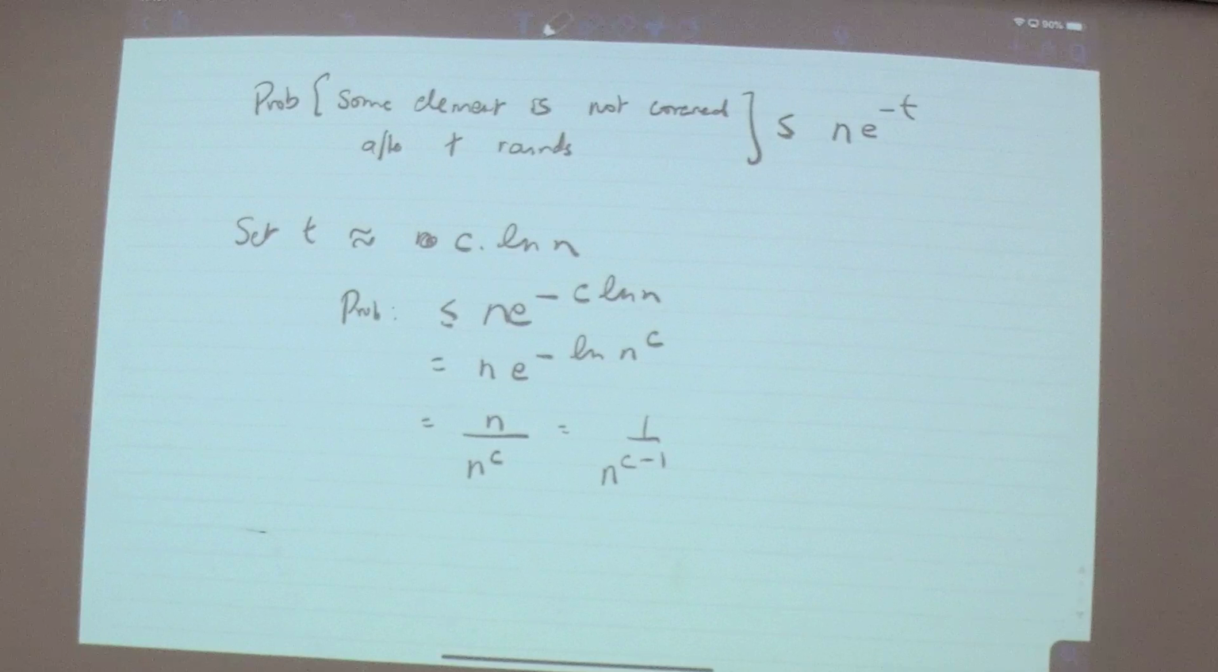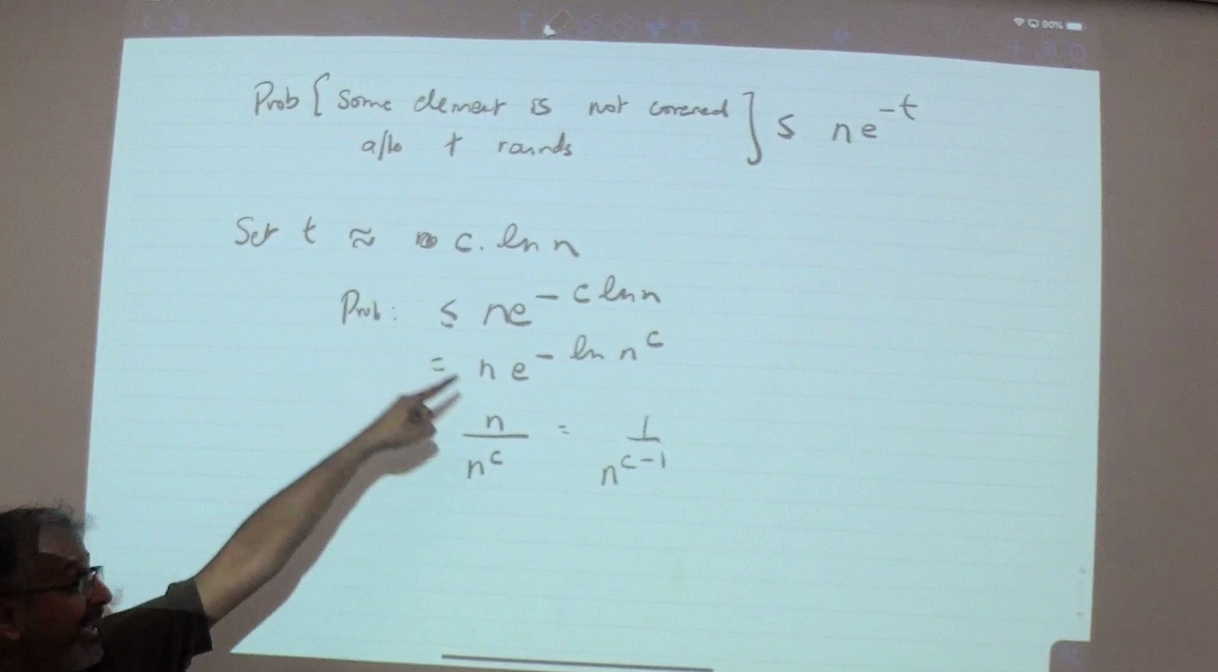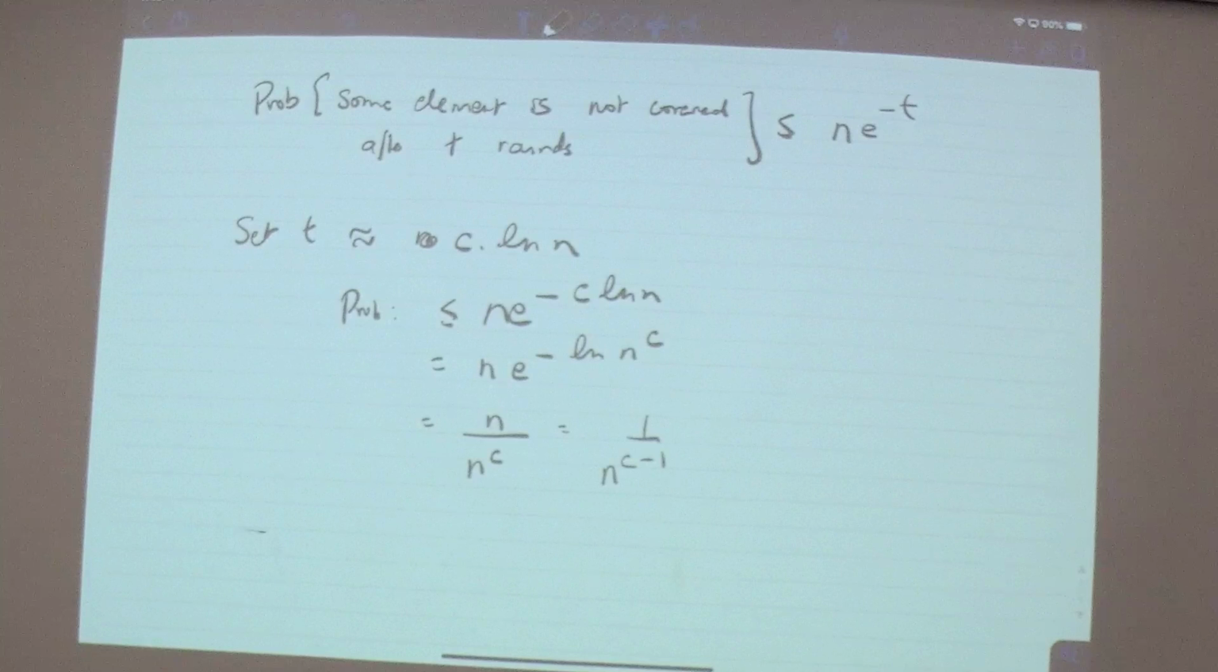And by just increasing c, you can make this even smaller. A constant factor increase in the number of iterations is an exponential improvement in the probability, which is very nice. So that's great. We should just run it for as long as we can, just to make sure everything's covered. What's the problem with that?